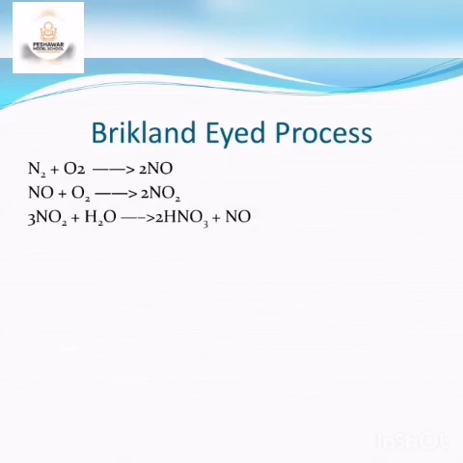And we all know that nitric acid is very important in chemistry, because we use this nitric acid in different chemical reactions. So on the basis of this we can say that these two atmospheric gases can be used in the production of these important chemicals, which can be used in different chemical reactions.